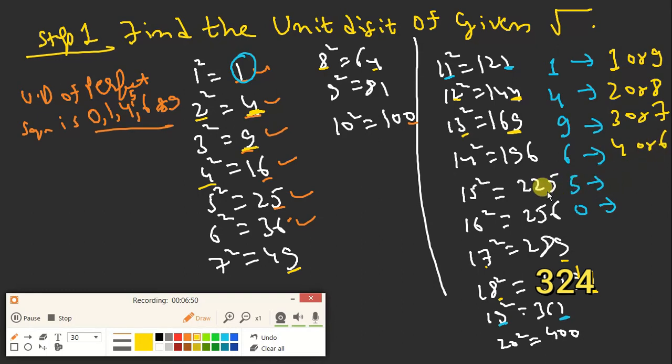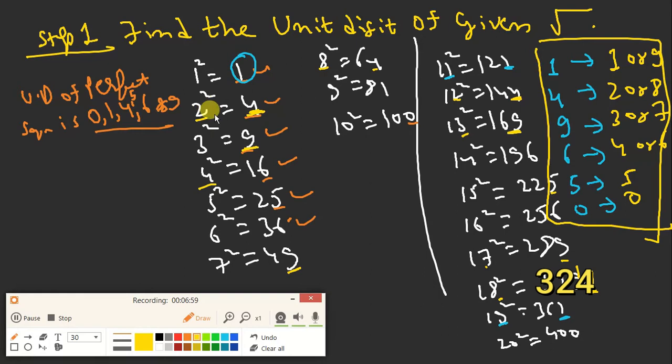Okay, 4 or 6, it can be 4 or 6. But when the unit digit is 5, the number's unit digit will also be 5, and when it is 0, it will also be 0. So this is the trick which you should remember. Okay friends, now here I will give you a short trick to remember.